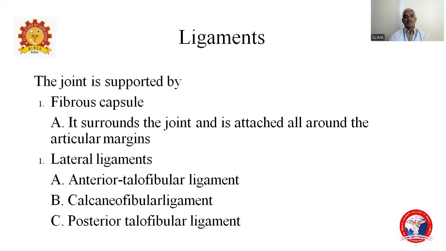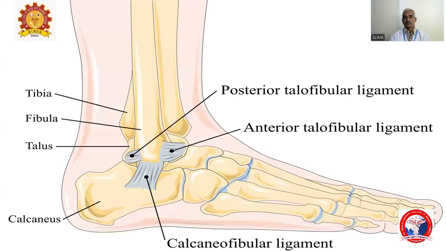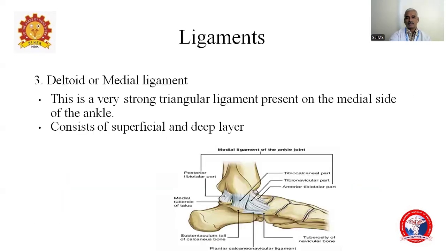The joint is supported by the fibrous capsule, as I already told you, it surrounds the joint and is attached all around the articular margins. Lateral ligaments: anterior talofibular, calcaneofibular, and the posterior talofibular. This one I already told.